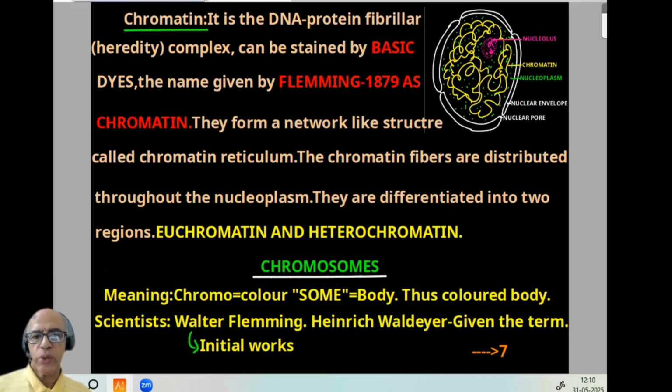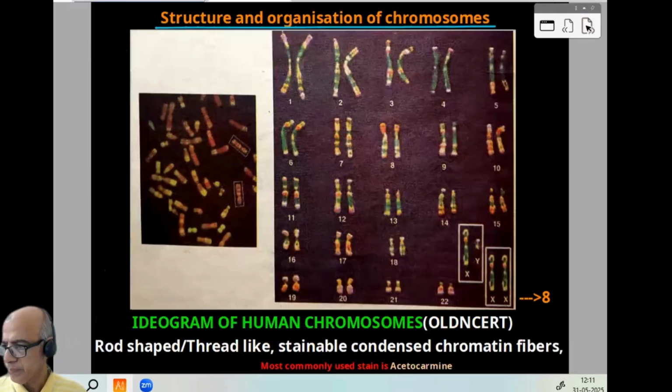Now the next component for us to study is the chromosome. Chromo, wherever it comes, means color, like chromoplast. So chromosome means body, thus colored body. Again, here also many scientists are involved. The initial work is concerned with the famous scientist Walter Fleming, and Heinrich Waldeyer gave the term chromosome. Many scientists are in each cell organelle; I'm mentioning a few names. Specifically, if it is given in NCERT, better learn it by heart. Now we can proceed to the next page.